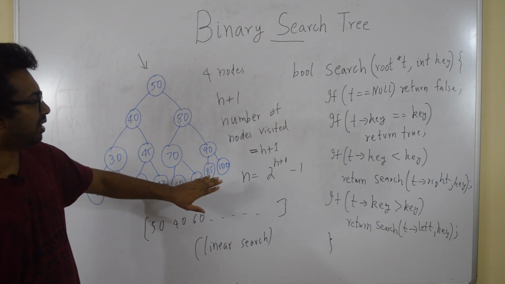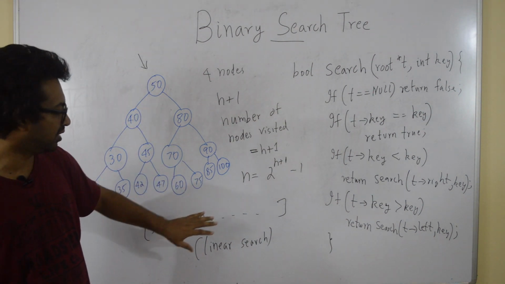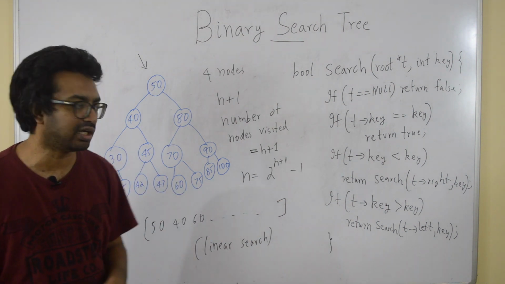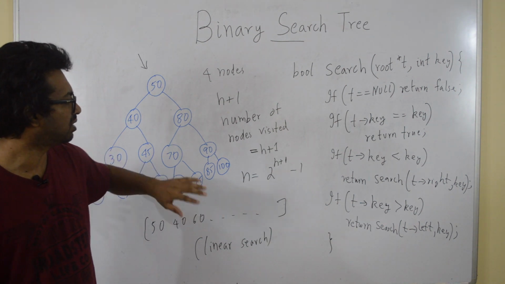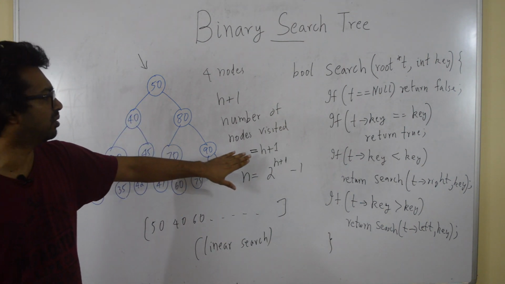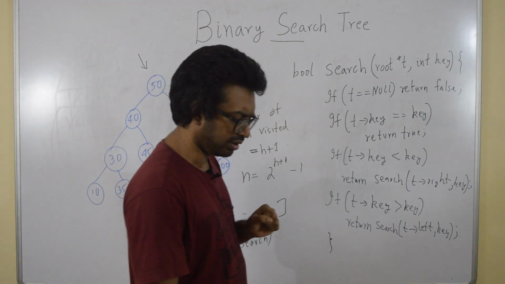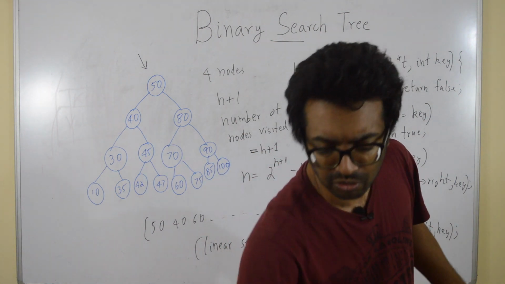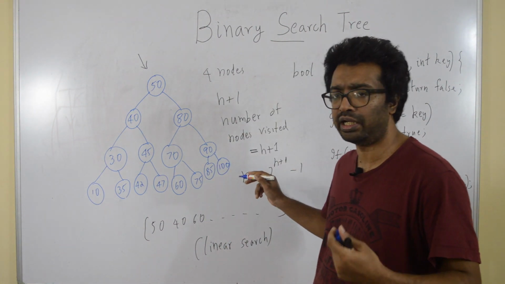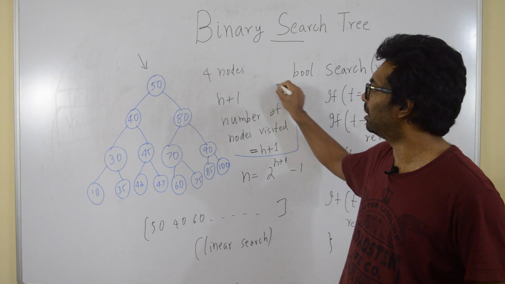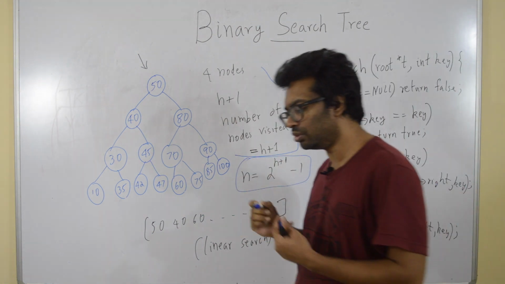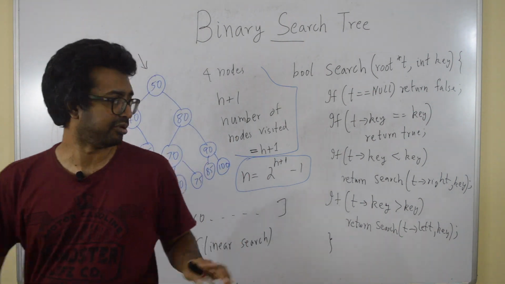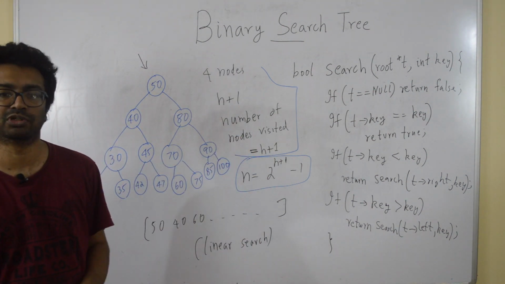So in the worst case, if I have to do this linear search in an array, I have to do this many searches, 2 raised to h plus 1 minus 1. But if I had a binary search tree, I had to do only h plus 1 searches. Now, I claim this is good. I claim that this binary search is better than this linear search. You all will agree that this is better because this is only h plus 1, and this is 2 raised to h plus 1 minus 1.